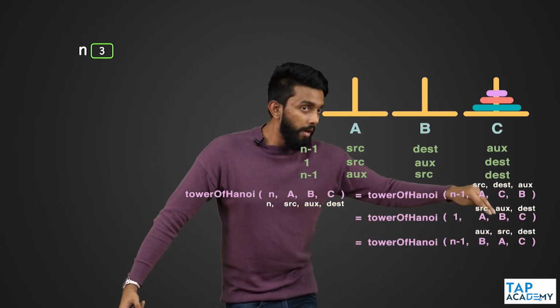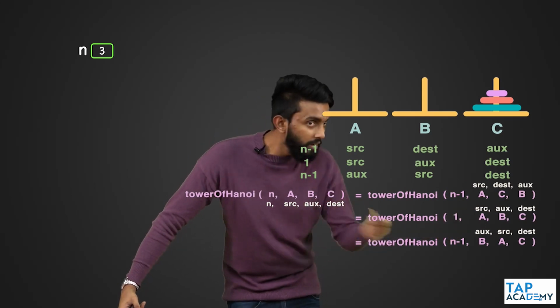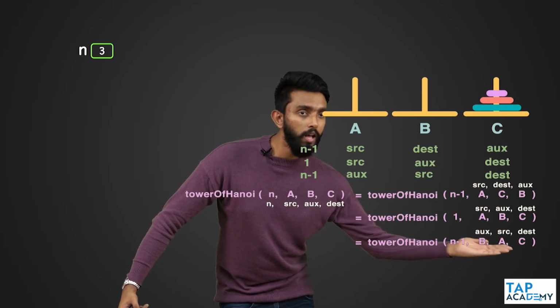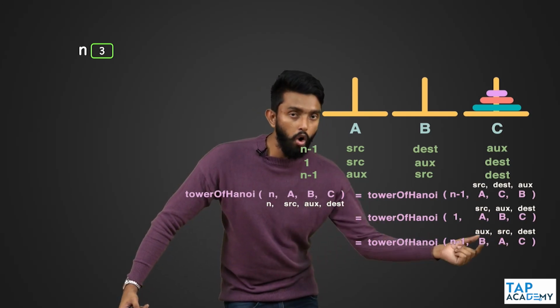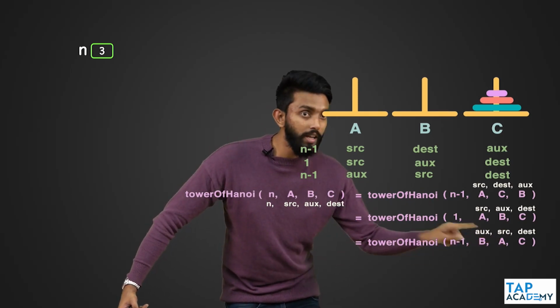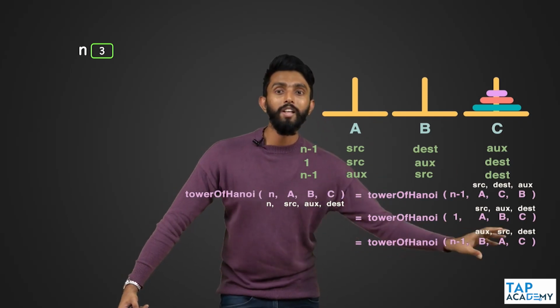Similarly, see here, A, B, C I should get. So how should I pass? Source, aux, destination. BAC I want. If I want BAC, how will I pass it? B is inside aux. So aux first. Then A is inside source. So source second. Then C is inside destination, so C third or destination third.